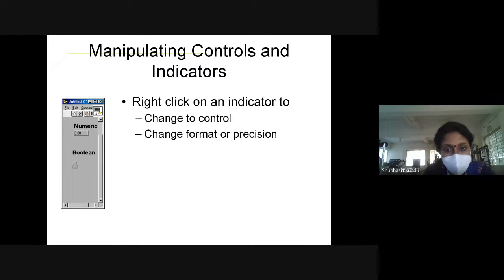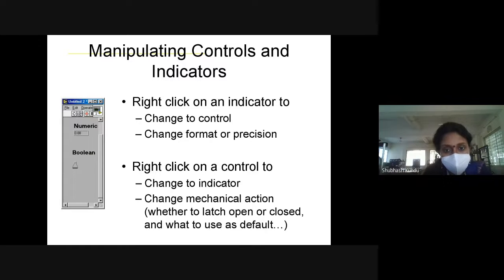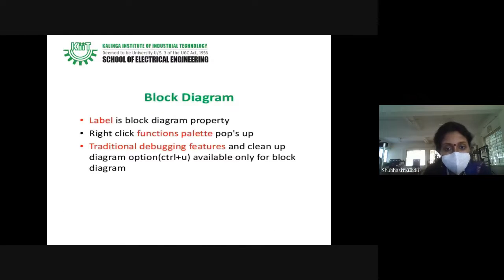After this, the control palette and the front panel are ready, and then we come to the block diagram. So what is this block diagram? Right click on the function palette will pop up. See that in the front panel, if we do the right click, we get a palette called the control palette. From the control palette, we take our input and output. After that, we come to the function palette. This function palette is a component of the block diagram.